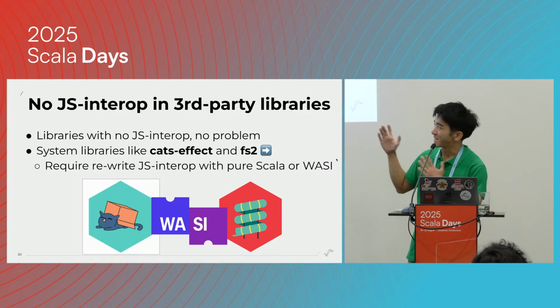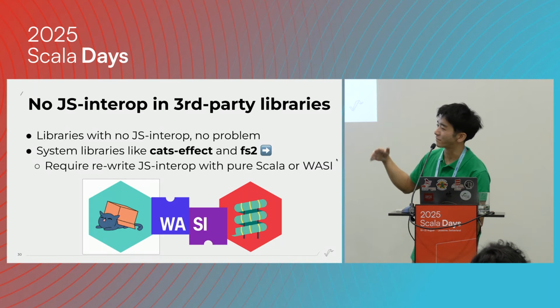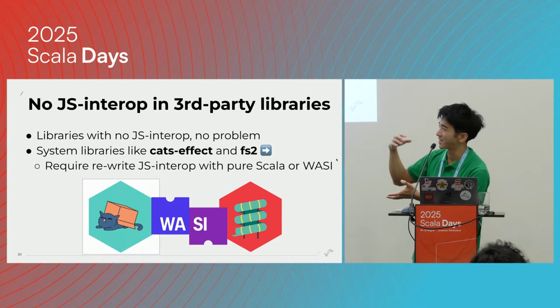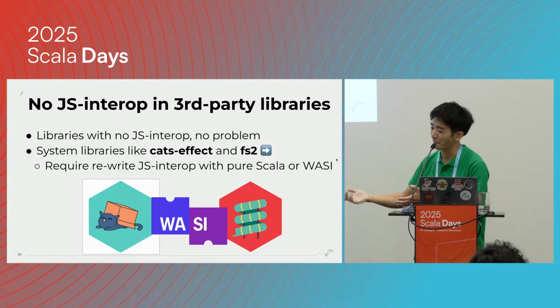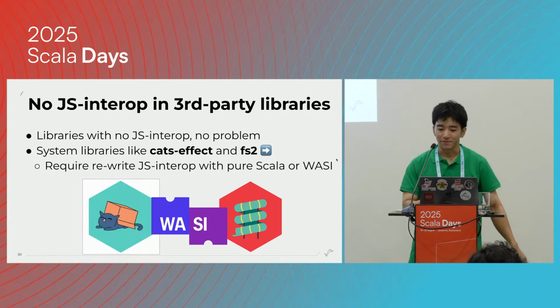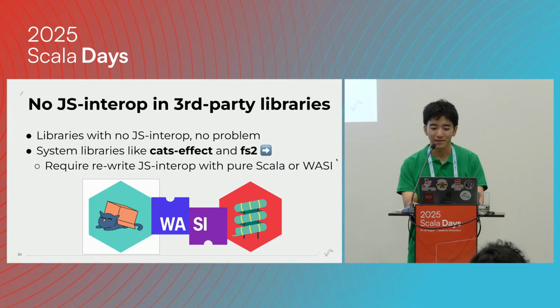But this rewrite should be needed only for foundational libraries like Cats Effect or FS2. Other libraries that don't use JS interop shouldn't be a problem, so hopefully not many libraries need to be rewritten.